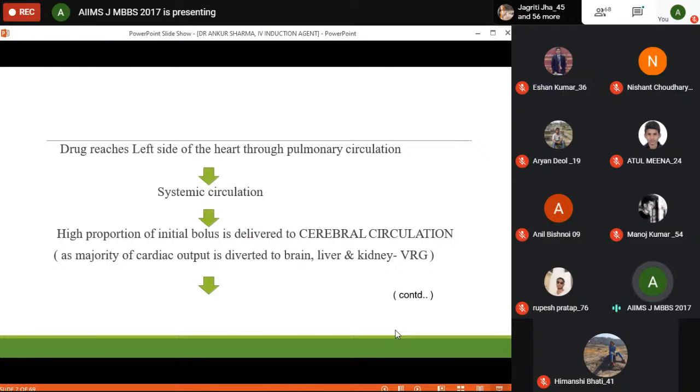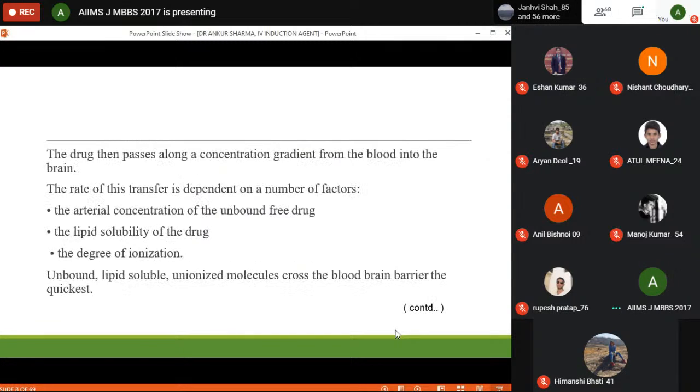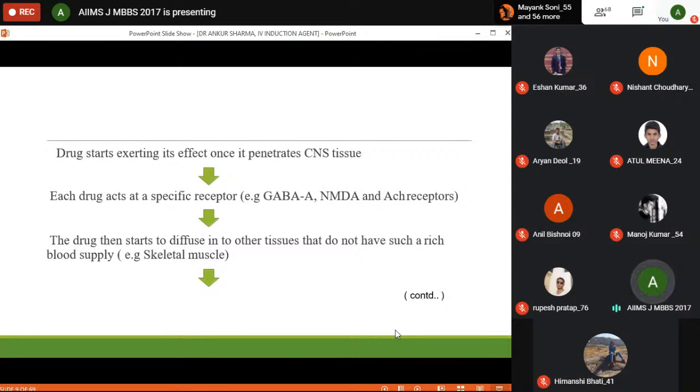A high proportion of the initial bolus is delivered to the cerebral circulation, as the majority of the cardiac output is delivered to the brain, liver, and kidney. The drug then passes along a concentration gradient from the blood into the brain. The rate of this transfer depends on a number of factors like the arterial concentration of the unbound free drug, lipid solubility of the drug, and the degree of ionization. The unbound lipid soluble unionized molecules cross the blood-brain barrier. After that, the drug starts exerting its effect once it penetrates the CNS tissue.